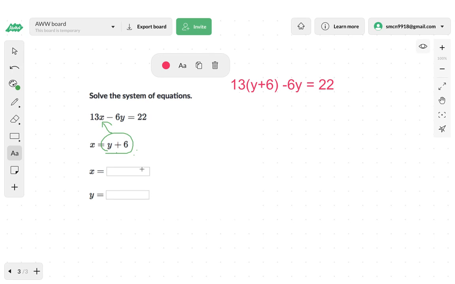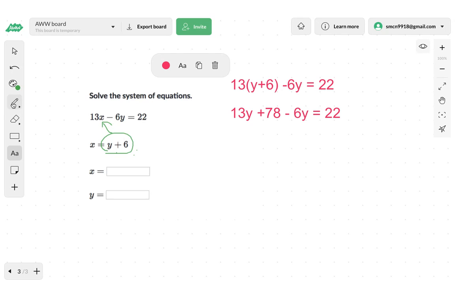Okay, so the only difference here is you have an extra step because we got to distribute here. I'm going to do 13 times y, which is 13y. 13 times 6, when you put that in the calculator, it becomes plus 78. And I'm going to bring down the rest of the equation. Okay. And then we're going to continue to simplify.